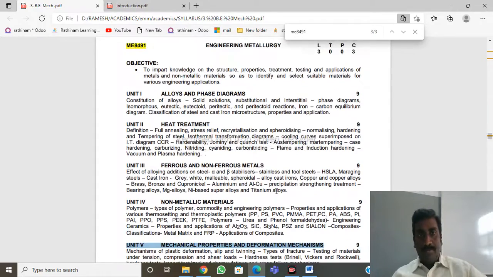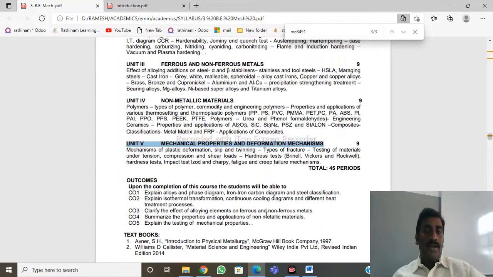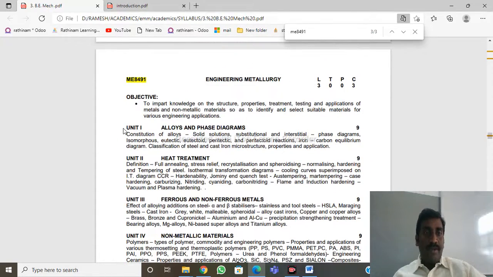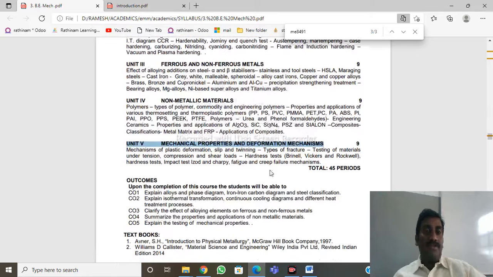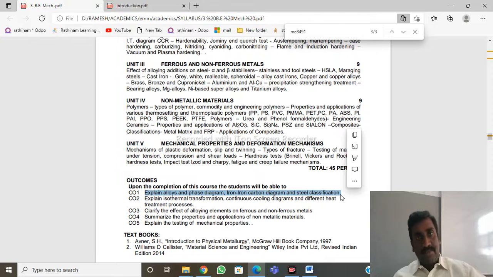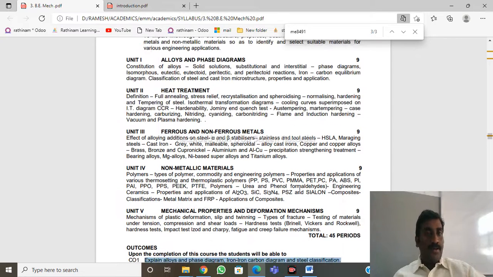After completion of this subject, what would be the outcome? Because outcome is the most important parameter. If we complete unit one, alloys and phase diagrams, then our students should be able to explain what is meant by alloys and phase diagrams, and also iron carbon equilibrium diagrams and steel classifications. What all the steel classifications are there and how they are involved in engineering applications. So these are the parameters that can be explained by students.